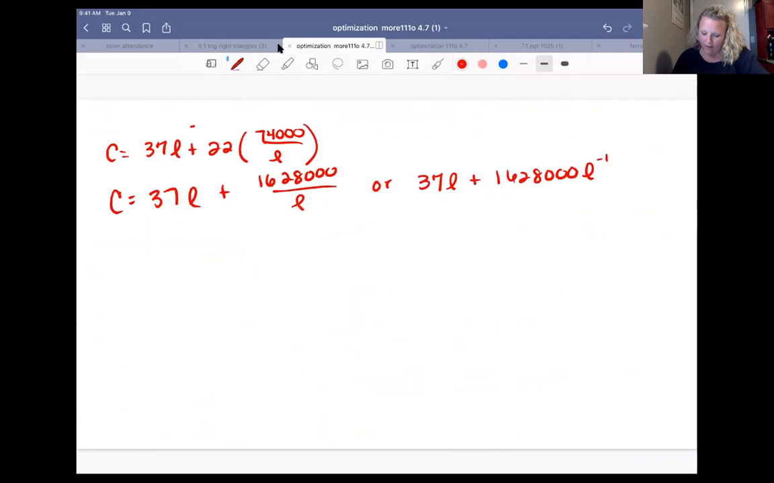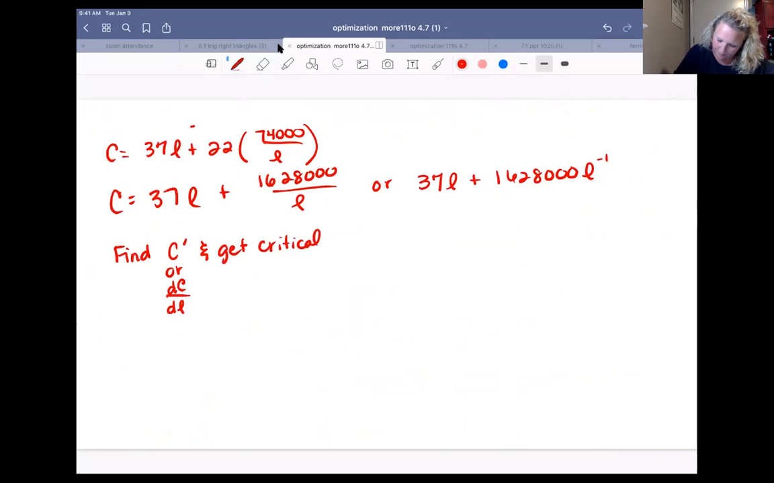I don't see a chat. Okay. So now if we find C prime, the derivative of the cost function, we can do the derivative of the cost with respect to length, and we'll get the critical values. We're finding a length of land, so if we get something negative, it's not a useful number. If we get 0 for the length of a fence, 0 is not a useful length.